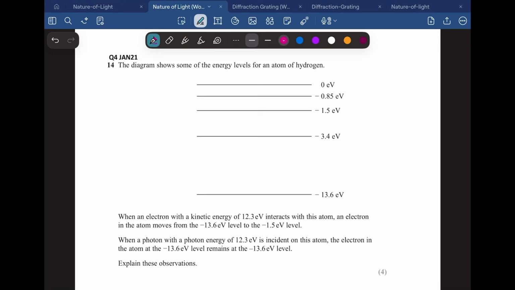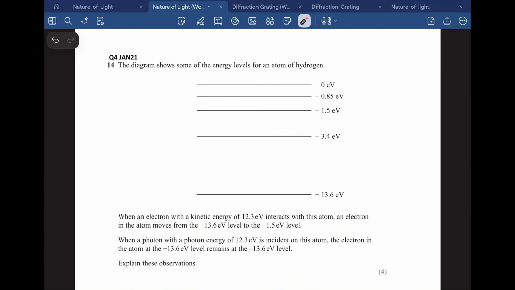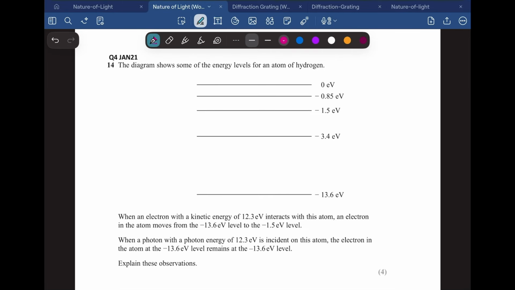Alright guys, so now let's solve question number 14 from January 2021. It says the diagram shows some of the energy levels for an atom of hydrogen. When an electron with a kinetic energy of 12.3 electron volt interacts with this atom, an electron in the atom moves from minus 13.6 electron volt to minus 1.5 electron volt level. So basically it will be moving from minus 13.6 to minus 1.5 electron volt.